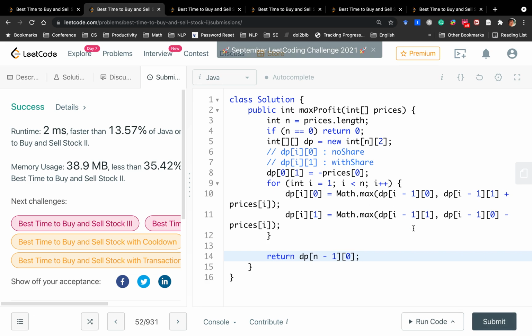But if we look carefully, for each state we only need its previous day's state. So we don't actually need this array. We can just use 2 variables.